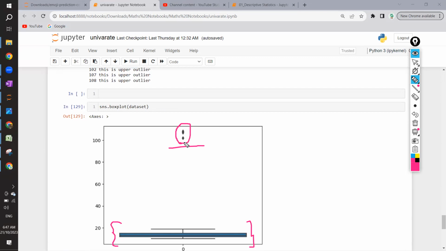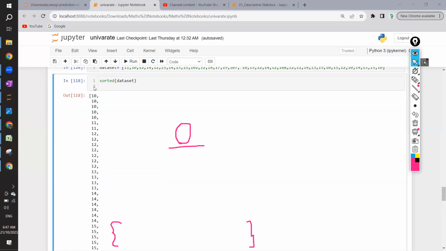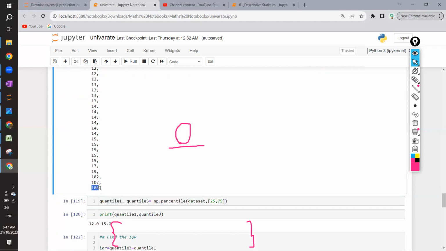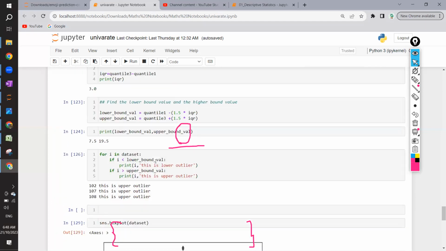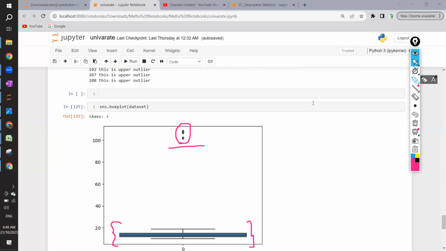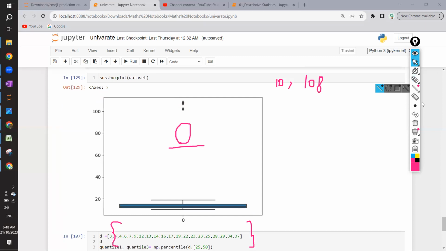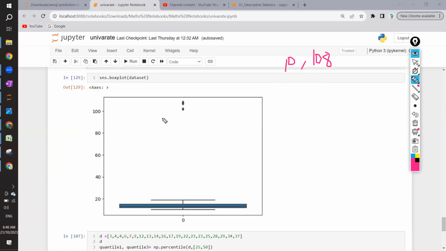Fine. So now what you can try to understand over here is, in the given data set, the minimum value is 10, maximum value is 108. Just ignore whether it is an outlier or not, just from the given data set, minimum value is 10, maximum value is 108. Agree? So here also, let me write here 10, 108. If at all there is no outlier on the lower side, then 10, 108, these are the outliers.